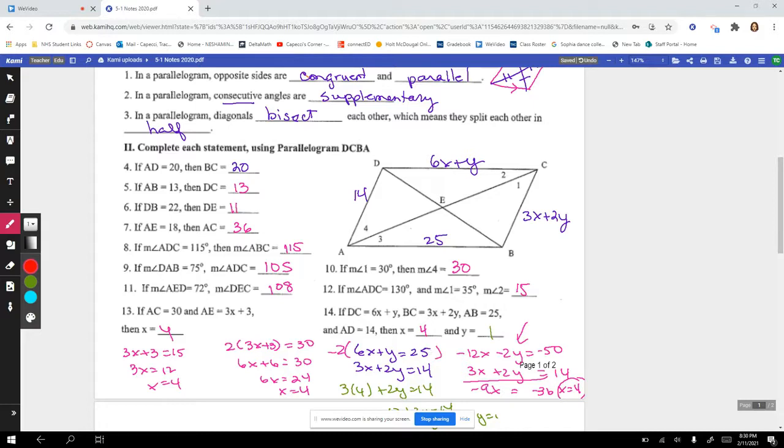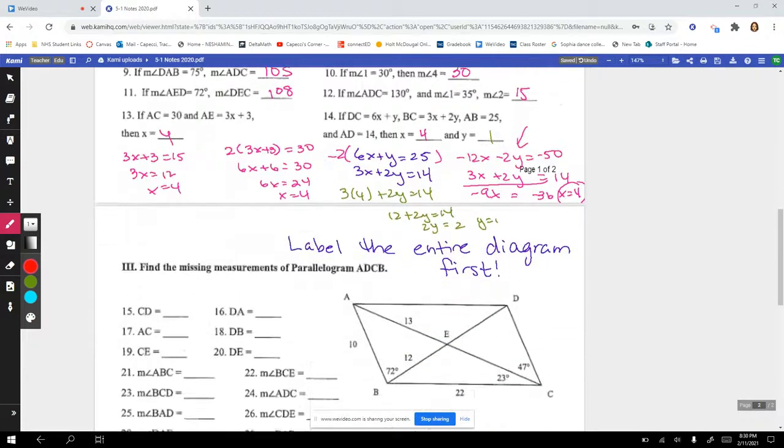So I know x is 4 and y is 1. So if I go to this side, 6 times 4 gives me 24, plus 1 gives me 25. So that's what I want, right? Those two sides are supposed to be the same. And the same thing with segment BC. I have 3 times 4, which gives me 12. Plus 2 times 1 gives me 2, which gives me 14. And again, those opposite sides should be congruent.